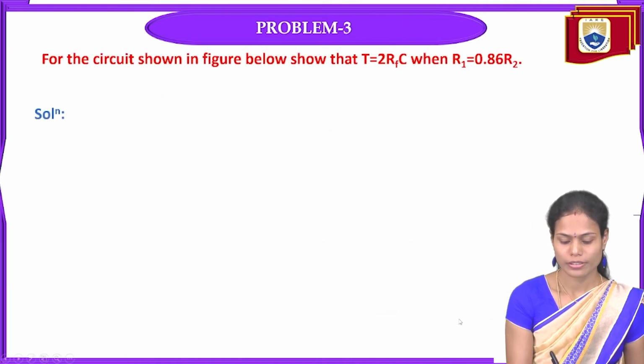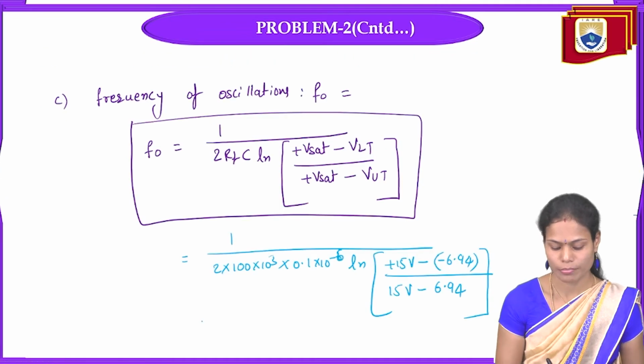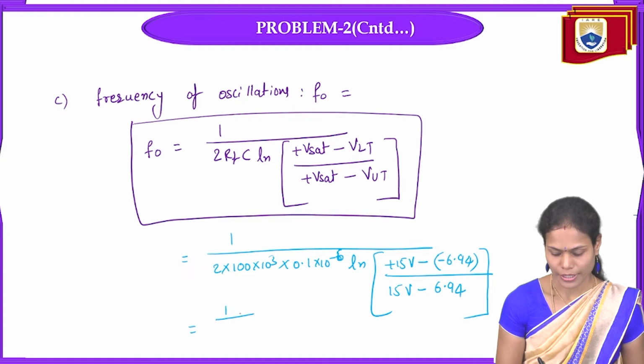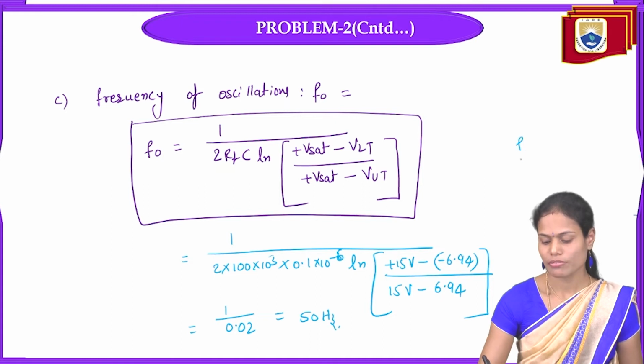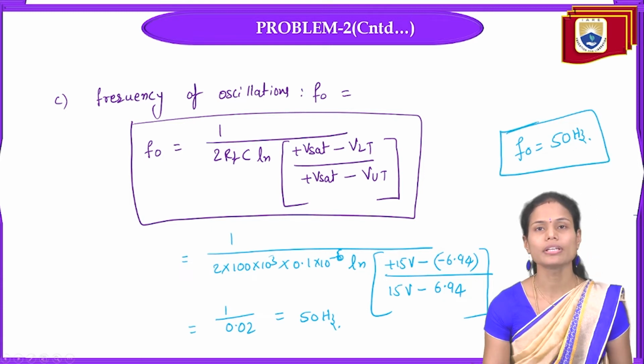So if we simplify this, one, we will get it as 1 by 0.02. So almost it is 50 Hertz. So the frequency of oscillation required here is 50 Hertz for the given circuit.